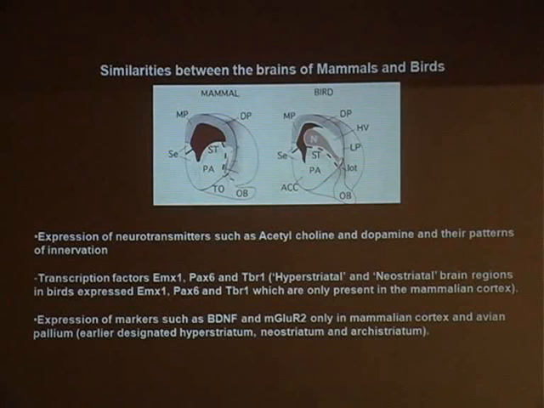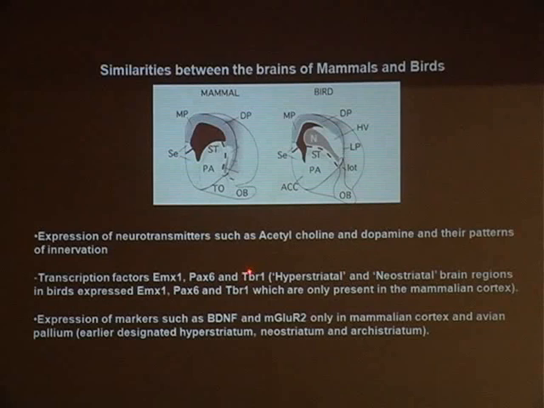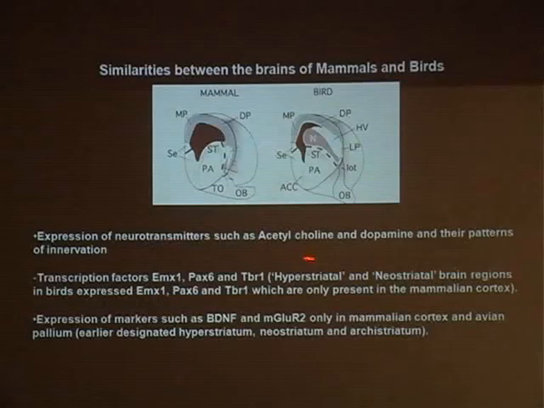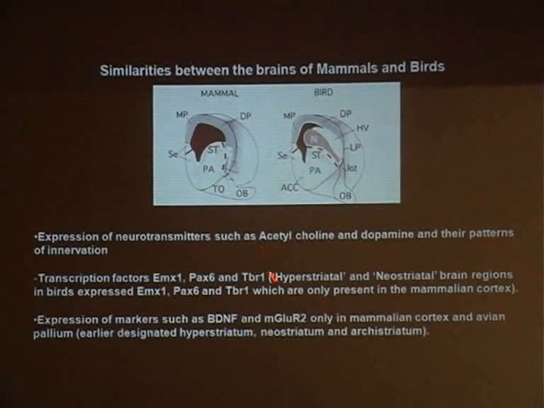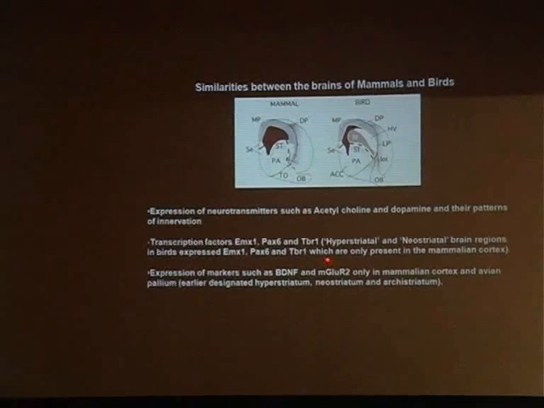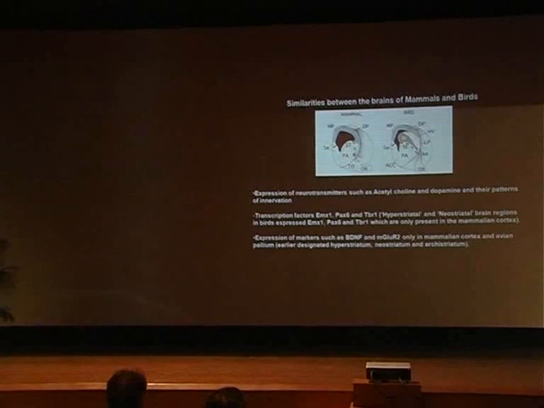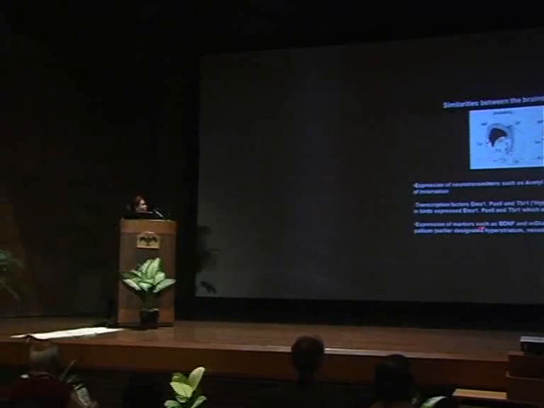Further, a number of developmental studies were also performed. So there were certain transcription factors like EMX1, PAX6, and TBR, which were expressed in mammals in the cortex only. And it was found that these were present only in the bird pallium and not in the striatum. Further, there were other markers like BDNF and mGluR1 and mGluR2, and these are again only found in the mammalian cortex and avian pallium. And so these had obviously wrongly been earlier designated as hyperstriatum, neostriatum, and so on and so forth.